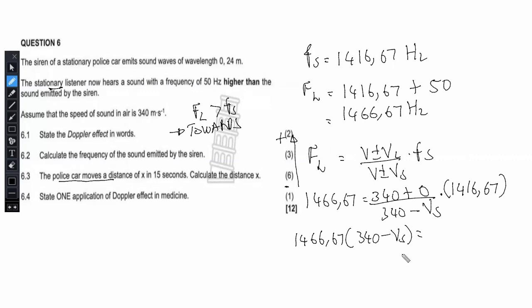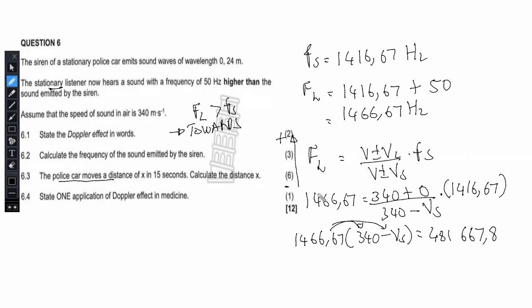And then you need to multiply that 1416.67, multiply it by 340. You are going to get 481,667.8, right? And then here we must multiply inside like this. And then so we have 1466.67 multiplied by 340.